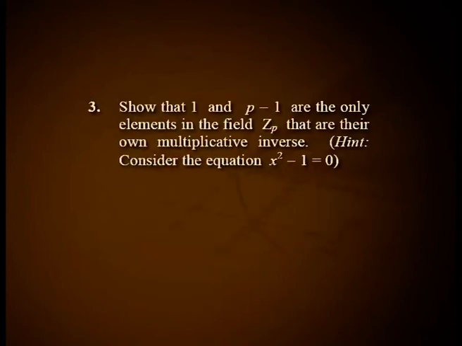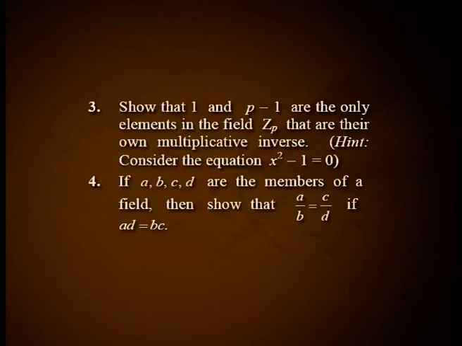Question 3. Show that 1 and p − 1 are the only elements in the field Zp that are their own multiplicative inverse. Question 4. If a, b, c, d are members of a field, then show that a/b = c/d if a·d = b·c.